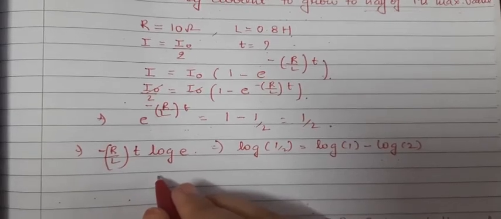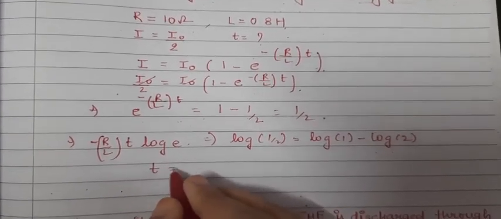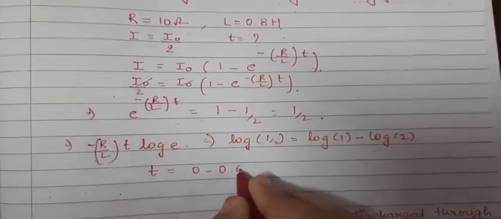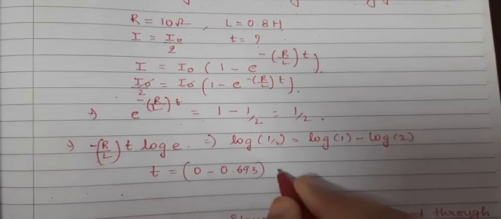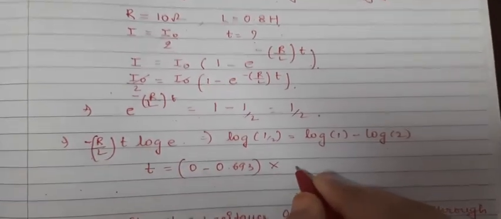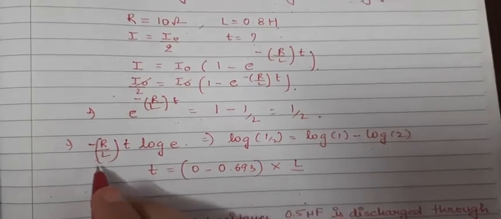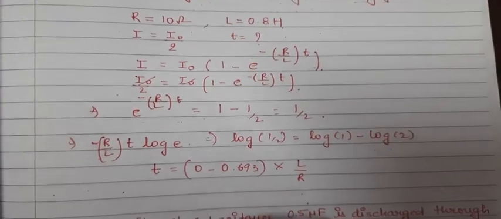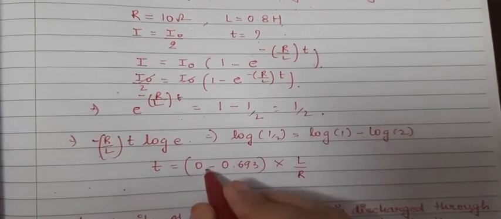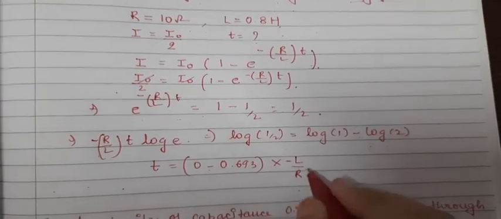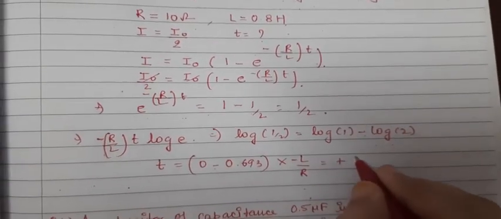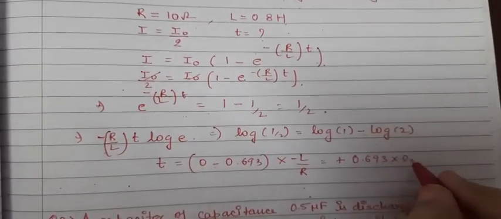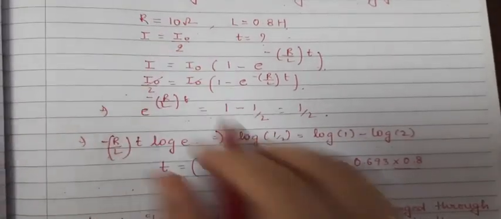So here I am keeping t on one side and bringing this term to the right hand side, and this will become 0 minus 0.693. The value of log 2 is 0.693, multiplied by L upon R, because on the left hand side it is in multiplication, so when it comes to the right hand side it will come in division. Since this was minus 0.693 and this was also minus, the minus minus will be cancelled out and it will become positive. So ultimately we can write 0.693 multiplied by the value of inductance here, that is 0.8, and the value of resistance here, that is 10.